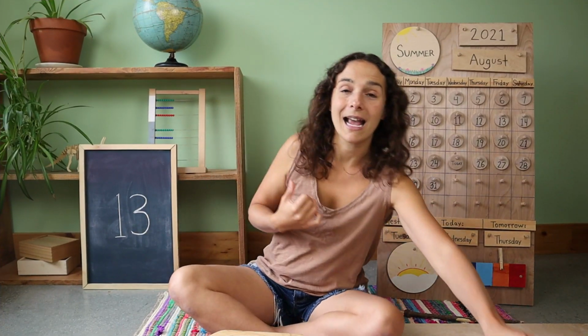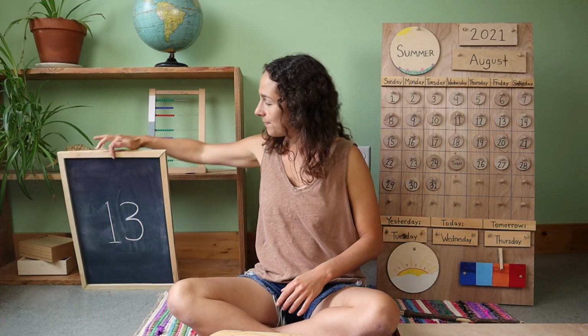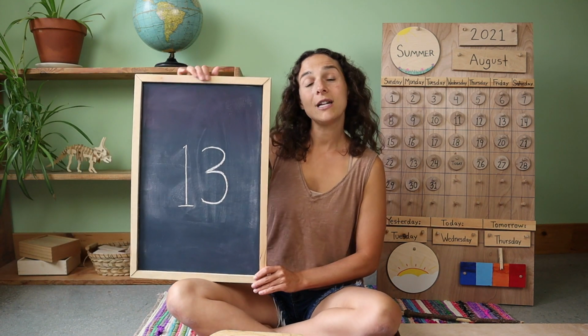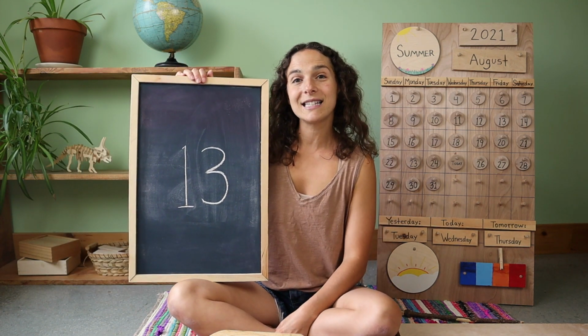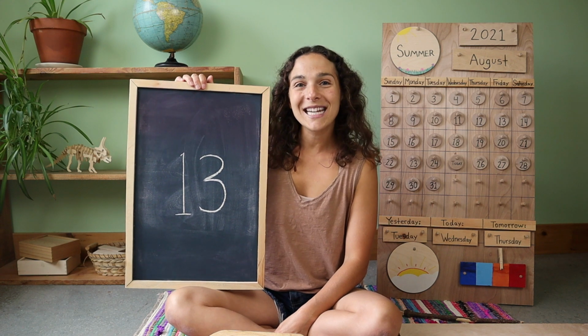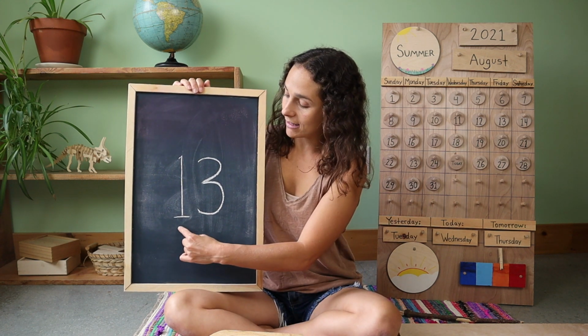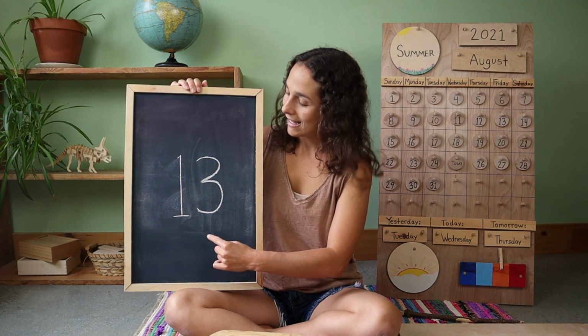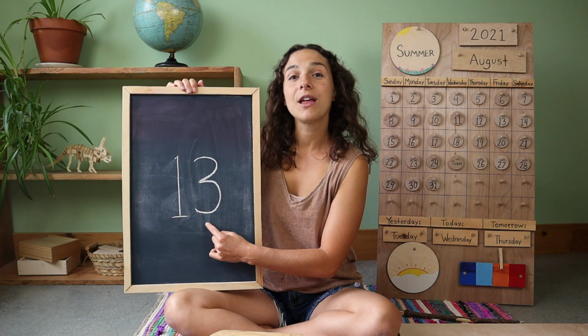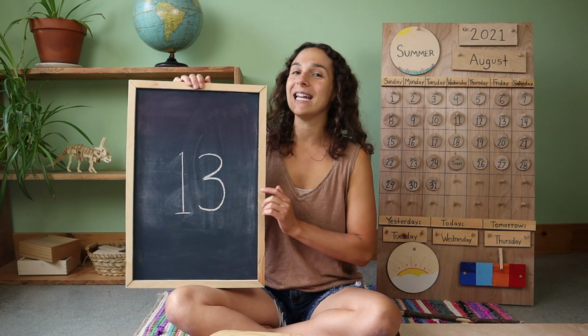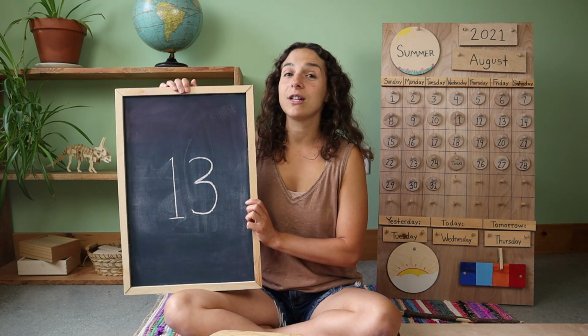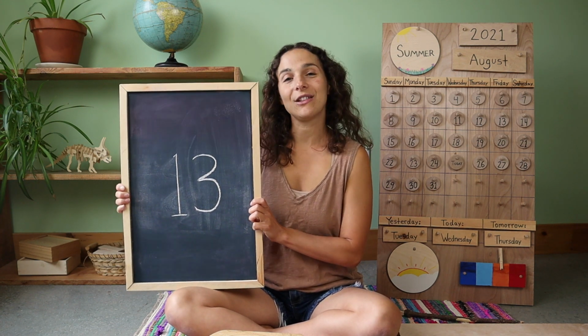And behind me, I have the number of the week. Can you tell me what double-digit number this is? 13. That's right. When you write the number 13, first you write the number 1, and then you write the number 3. 13. Now let's count to the number 13 together using the large bead frame.